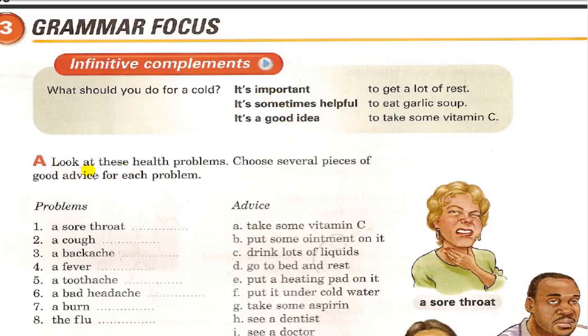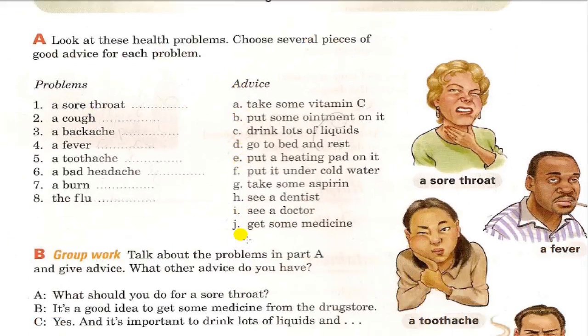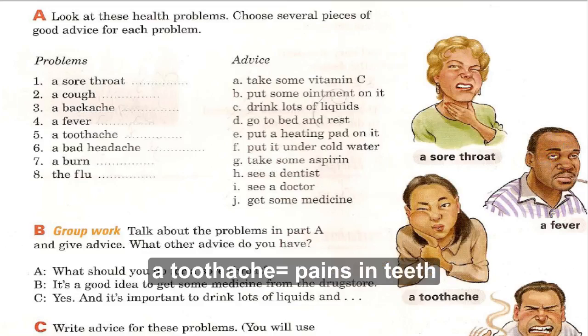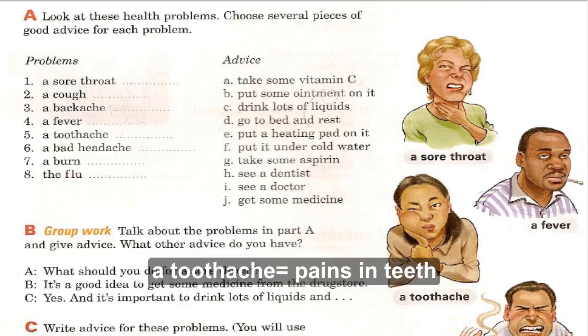A. Look at these health problems. Choose several pieces of good advice for each problem. For every problem, you write advice. The problem here, a sore throat. Sore throat, pains in the throat. Fever. Fever, you're hot. You have a high temperature. Toothache, pains in teeth.